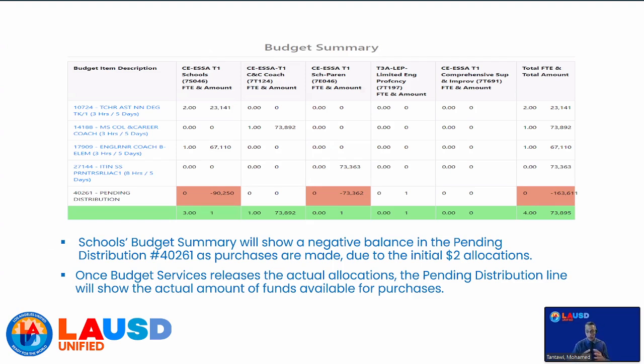I mentioned a couple of slides ago that if you were to start budgeting now without an actual allocation, you would see a negative. The negative would be displayed just above the green band in pending distribution. It would be highlighted in red with a negative, indicating that you are over budgeted.